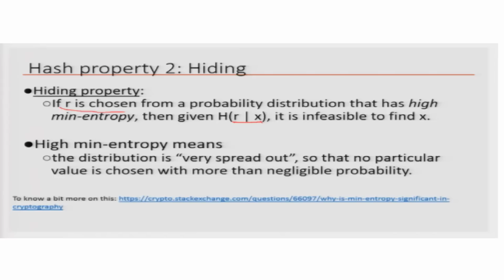so that R cannot be guessed with high probability. And then if you pick this R and mix it with x and compute the hash, then finding x would be very difficult, and that is what we actually use in what we call hash puzzles. If you want to know more about this formal property of min-entropy and why it plays a significant part in cryptography, you can read various other sources. Here I have given one possible quick source.